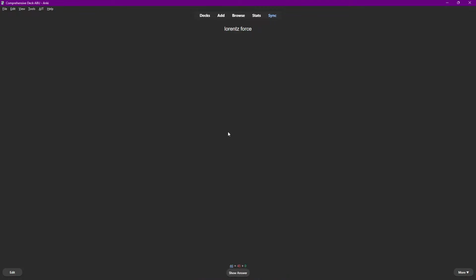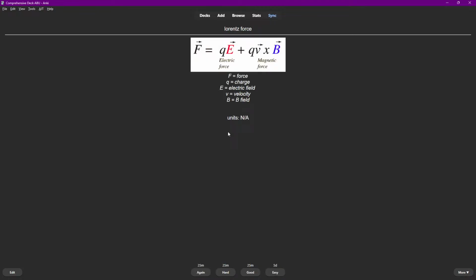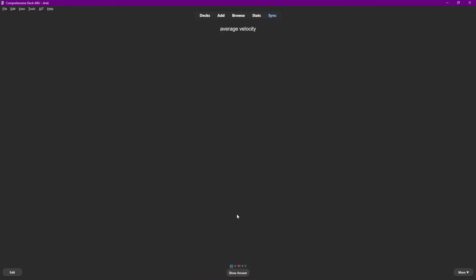Lorentz force? Huh? Haven't learned that one. Lorentz force. Force is equal to Q times E plus Q times V times B. Okay. Why? I'll say that one's hard because I've never seen that one before.